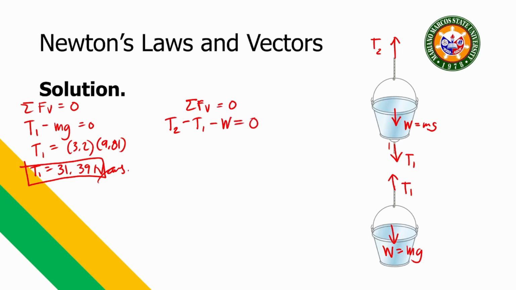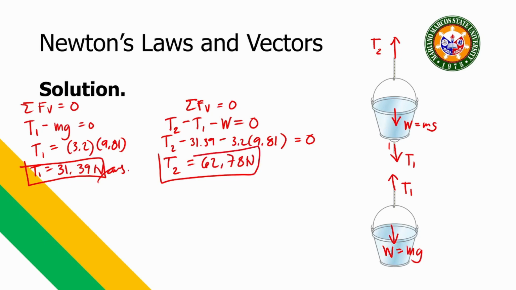If we substitute yung ating mga given, T2 minus T1 is 31.39, and then we also have here the weight is 3.2 multiplied by 9.81. This is equal to 0. We will get that the tension in the upper cord is equal to, calculator nyo na lang, 62.78 newtons. So, ito yung tension ng cords natin: tension yung cord sa baba and then tension ng cord na nasa taas when the buckets were at rest.